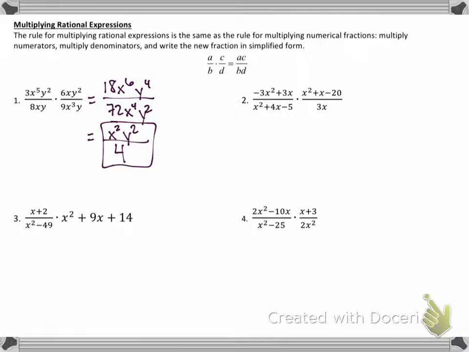So number 2, I can take out the GCF in the top left. I can take out negative 3x and be left with x minus 1. The bottom left, so the numerator of my first fraction, it's a trinomial. What multiplies to negative 5 and adds to 4? It'd be x plus 5, x minus 1.